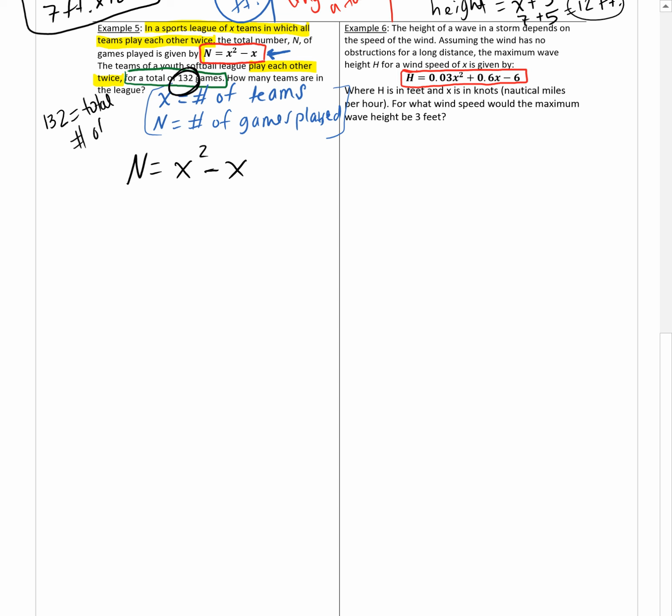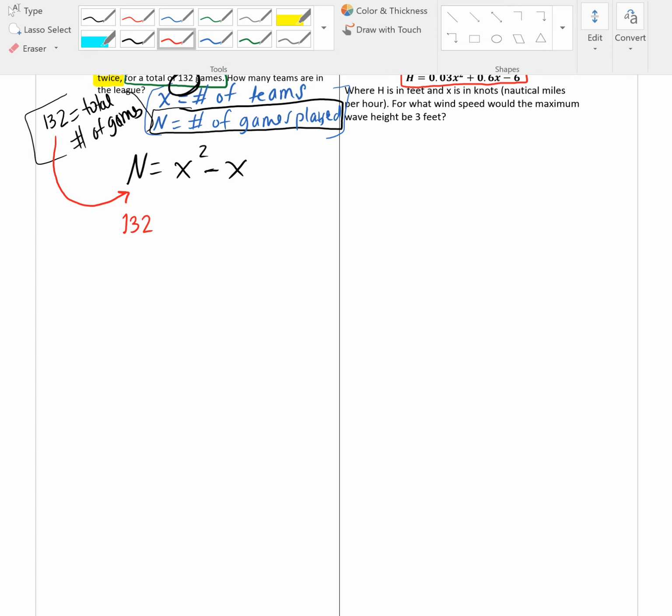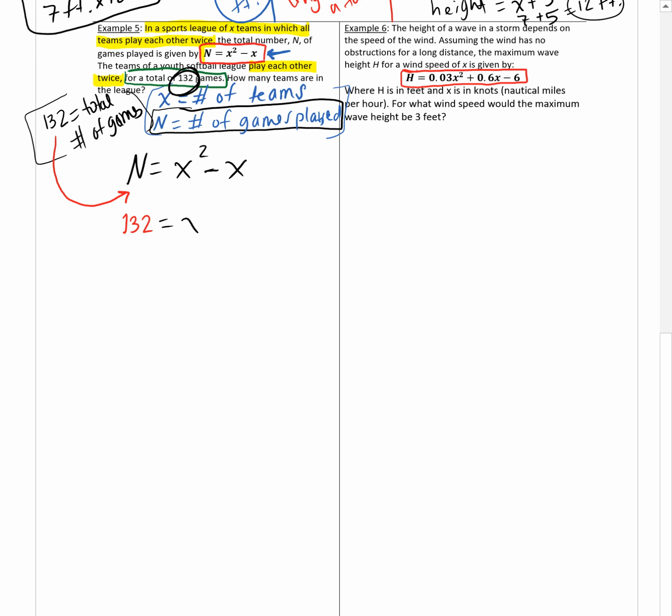So I just have to remember, was n or was x the number of games? Well, we wrote it here. Notice n is the number of games. X is the number of teams. They didn't give me that there were 132 teams. They said there were 132 games, and that's n. So it must be that I'm going to replace n with 132 and not x, because I don't know what x is. That's actually what they're asking for, right? How many teams were in the league. It's kind of tricky, but to determine which variable you're replacing, make sure you know what that variable stands for. Is it games or teams? And then is the number I'm given games or teams? What are they telling me here?